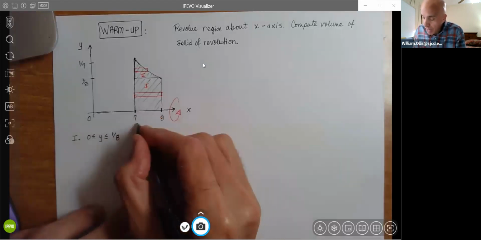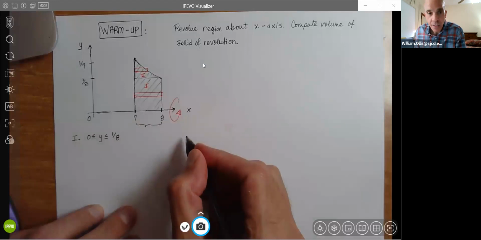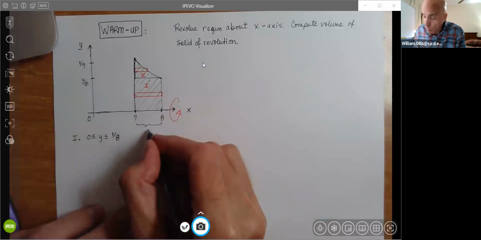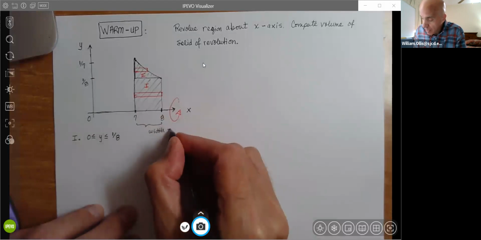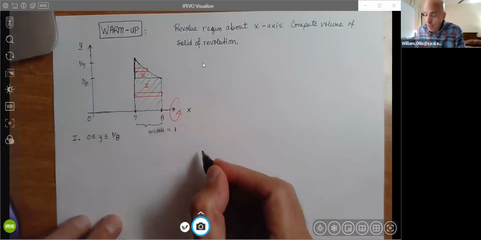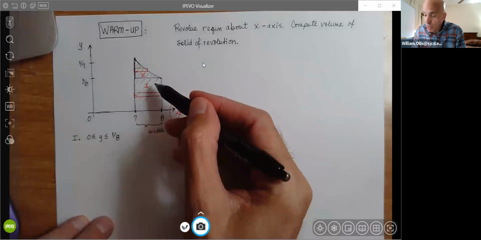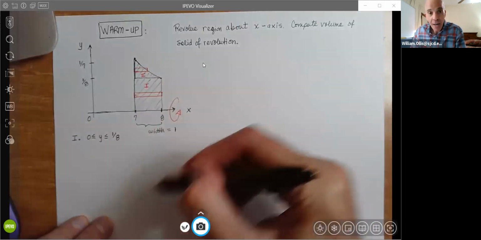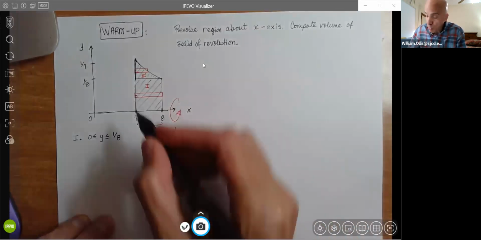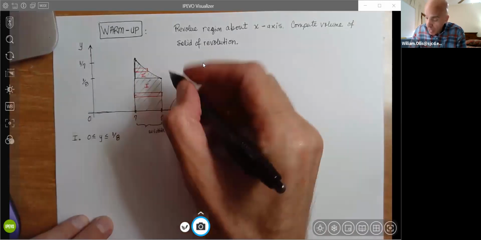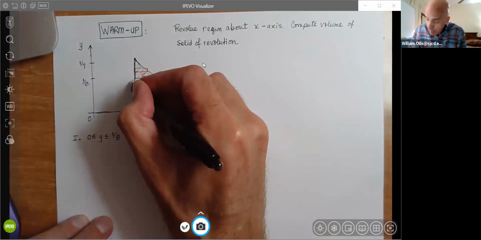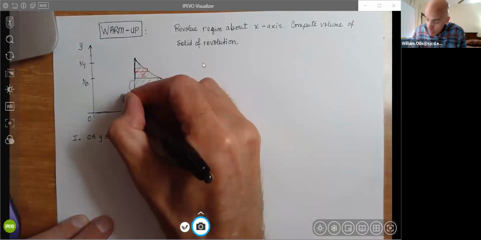And notice we have a delta X here, or a width. We can really cheat with this, width equal 1. And so if we think about just revolving this piece around, we form a disk. So notice the radius of the disk is 1/8. So we could say this distance is 1/8.